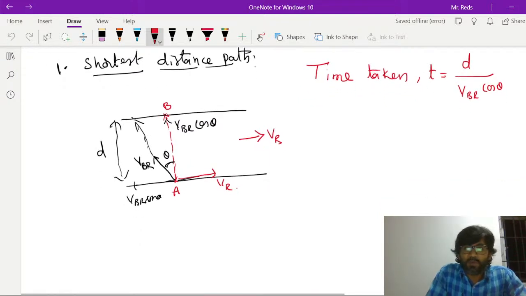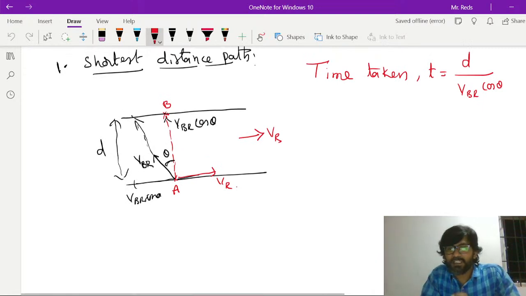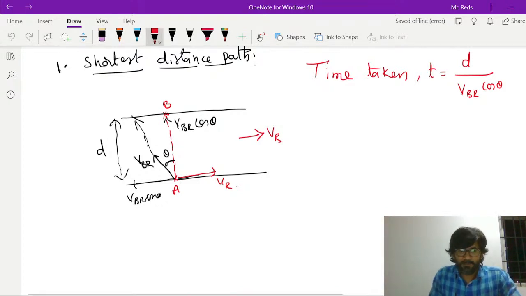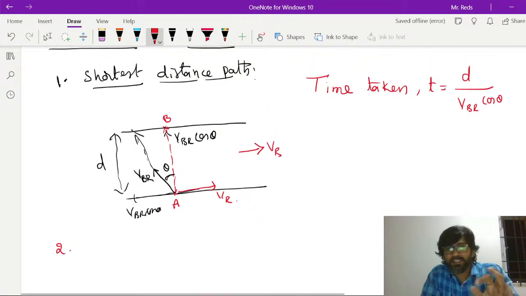You may ask this one. The time taken to cross the river, by giving the width of the river and the component and that angle also. Whereas the second case here is the shortest time path.